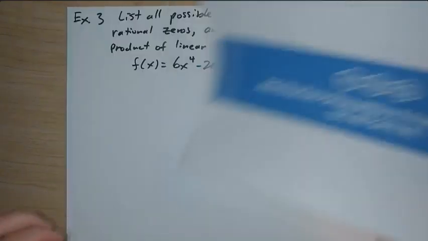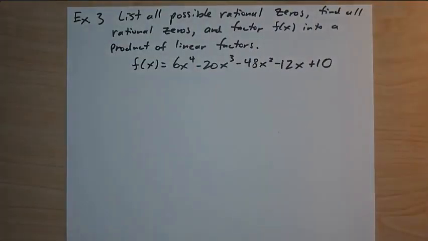This is Lab 24, Example 3. We want to list all possible rational zeros, find all rational zeros, and factor f of x into a product of linear factors. We have f of x is equal to 6x to the fourth power minus 20x cubed minus 48x squared minus 12x plus 10.